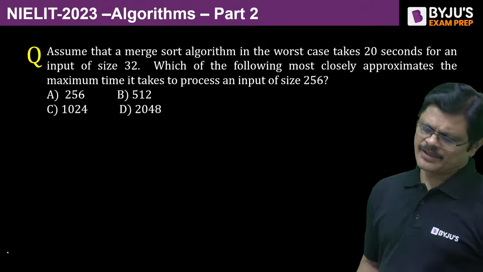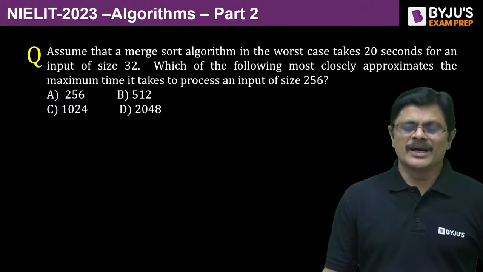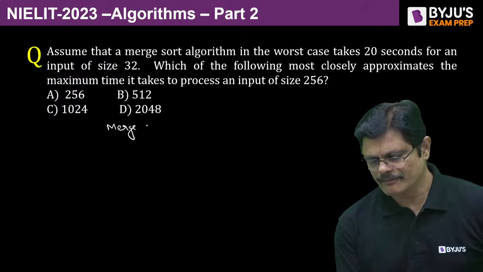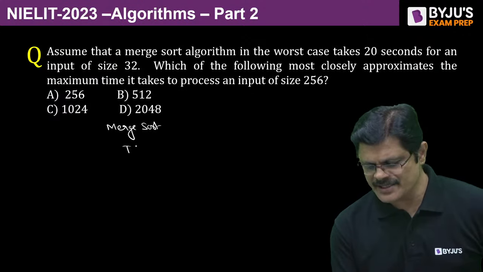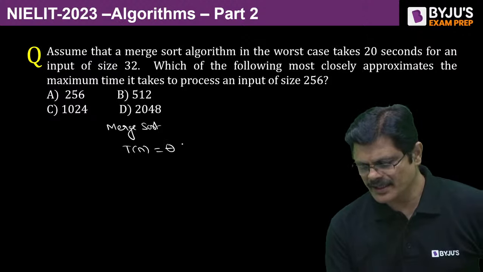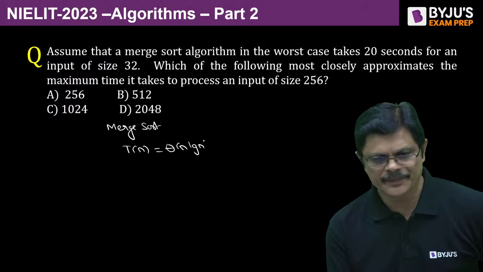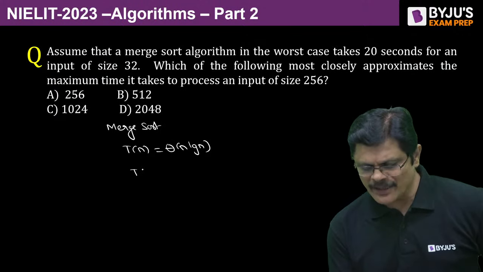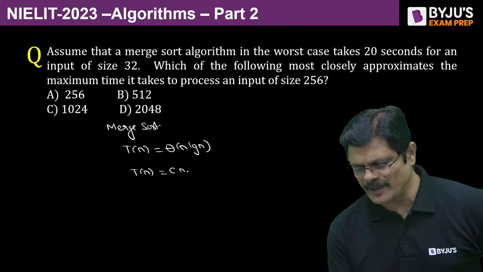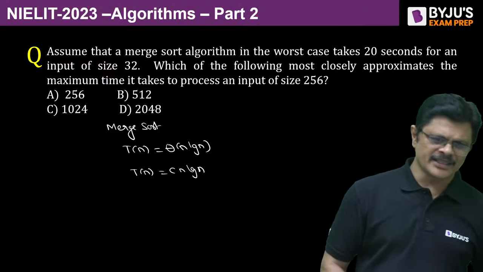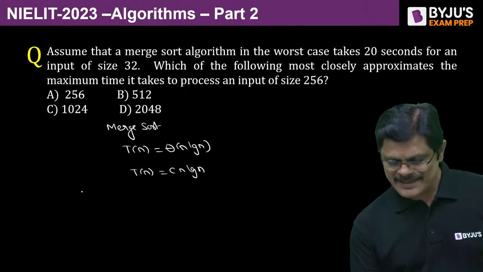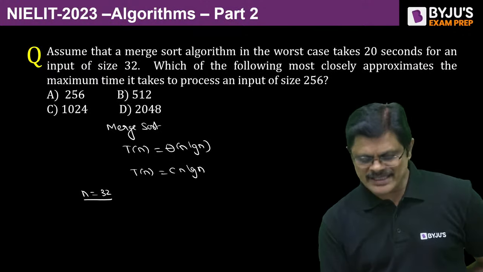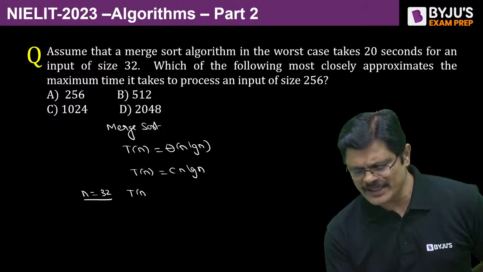So he's asking about the merge sort algorithm. You know, for merge sort the time complexity is theta n log n. So what we need to take for such problems is some constant times n log n as the complexity, so C n log n we can take. And he mentioned that for size 32, it takes 20 seconds. T(n) is equal to 20 seconds.